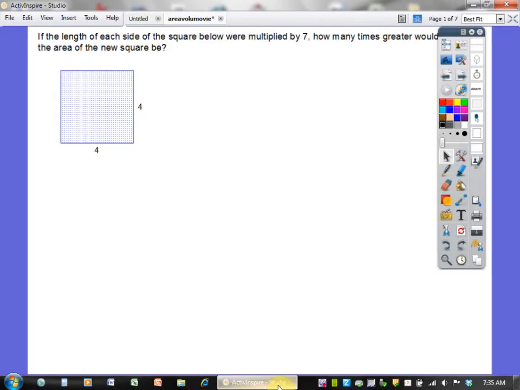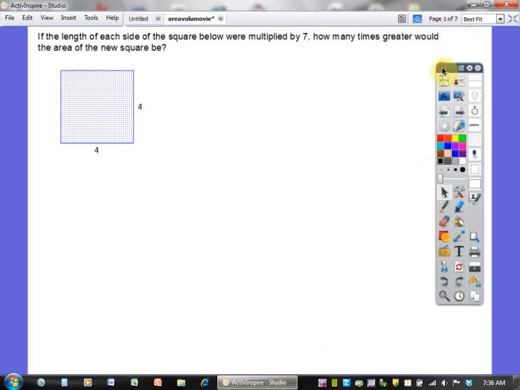We've had a lot of questions lately about how to handle change in volume and change in area type questions. So what I wanted to do is, number one, try out a new piece of software, and number two, try to make a video about how to handle these type questions. So we'll just start with this question.